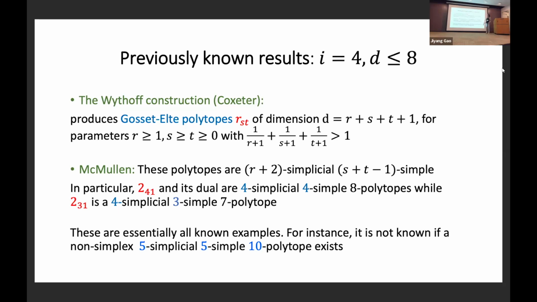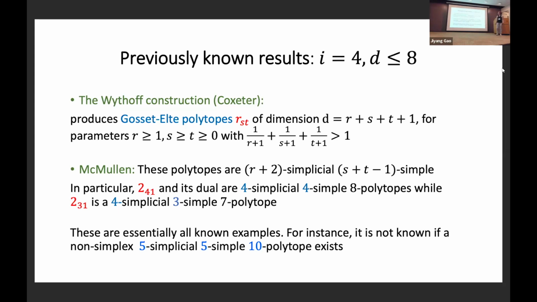So what are those polytopes? They come from finite reflection groups. They depend on three parameters, r, s, and t. Those parameters should satisfy some conditions. Probably the most critical condition is that for the group to be finite, this sum, 1/r plus 1/s plus 1/t, should be strictly larger than 1. And so what you get is a polytope of dimension d. I didn't tell you how to construct the polytope, but the construction produces a polytope of dimension d, that is the sum of those three parameters plus one.